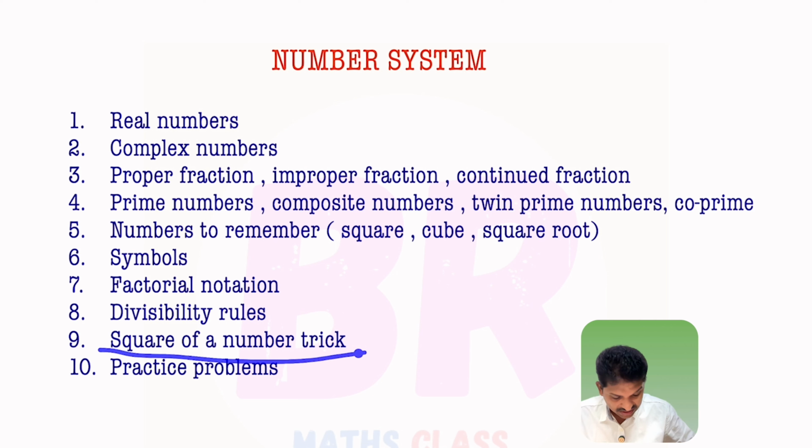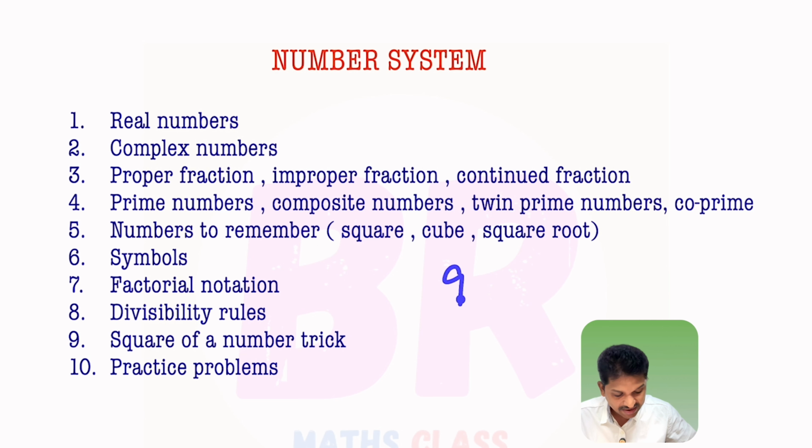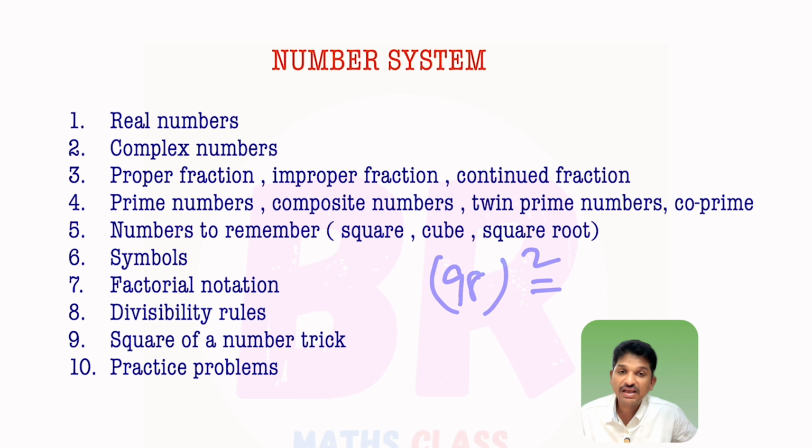Square of a number trick, that we discuss here. Square of a number trick, right? Suppose 40 square or 43 square, 65 whole square, right? 98 whole square. How will we calculate these numbers? There is a trick for that.